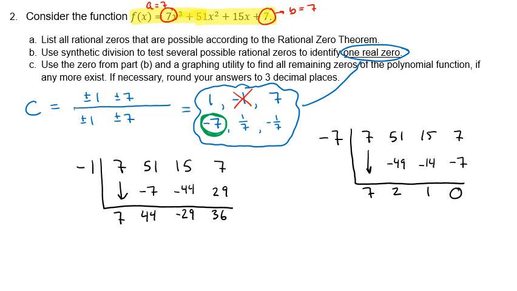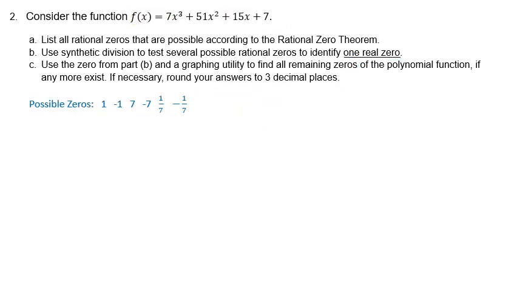So I'll do the same thing as in the previous problem. I'm going to go to the next slide just to free up a little bit more room. -7 was the zero, so that tells us that x plus 7 is a factor of f of x.